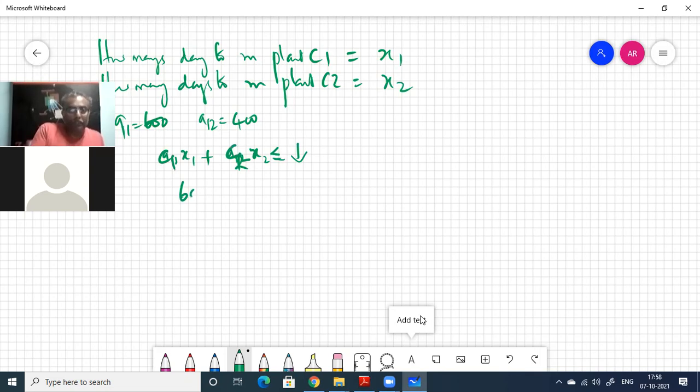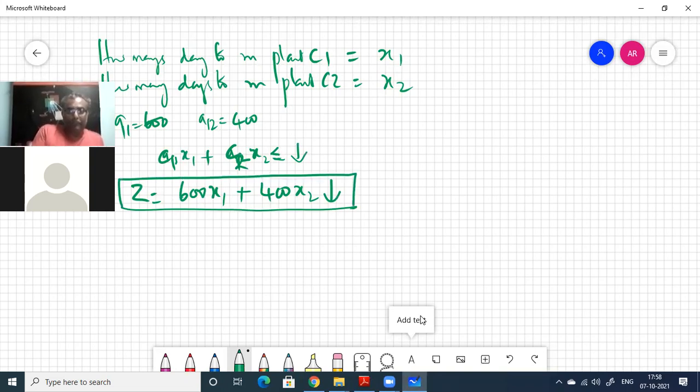What is C1? 600. If you operate factory C1 for X1 days, then the cost of operating that factory is 600 into X1. If you operate factory C2 for X2 days, the operating cost is 400 into X2. Now this must be minimized. So this is the objective function: 600 rupees into the number of days you operate C1, and 400 into the number of days you operate C2. That should be minimized.